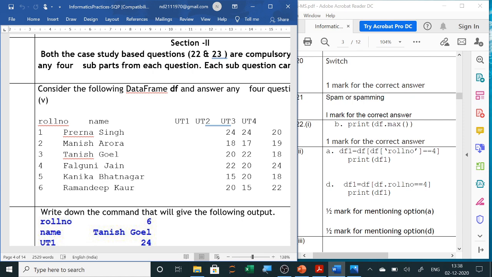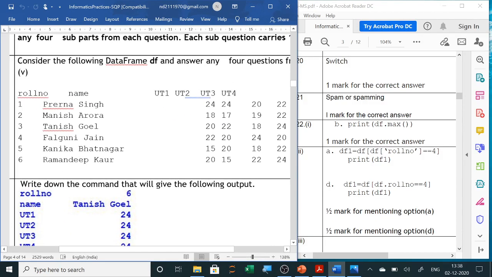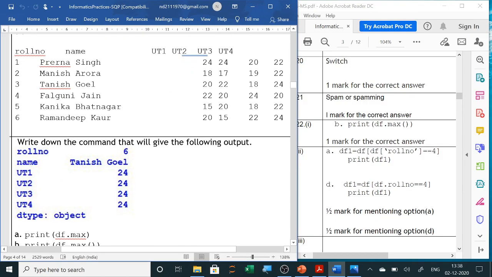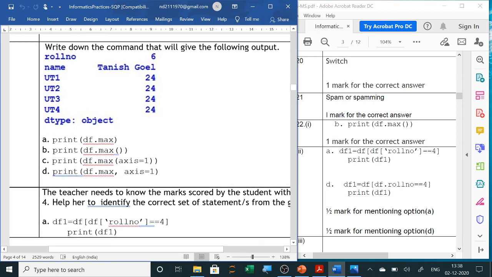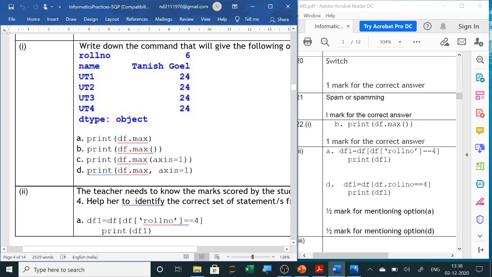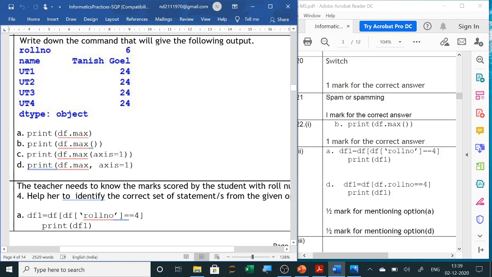So here you can see the case study. Consider the following data frame DF and answer any 4 questions from 1 to 5. This data frame is given here with roll number, name and unit test marks 1, 2, 3, 4. Four unit test marks are given. Now questions are asked on this table. You can see 5 questions are asked. Write down the command that will give the following output. Now you can see the output here.